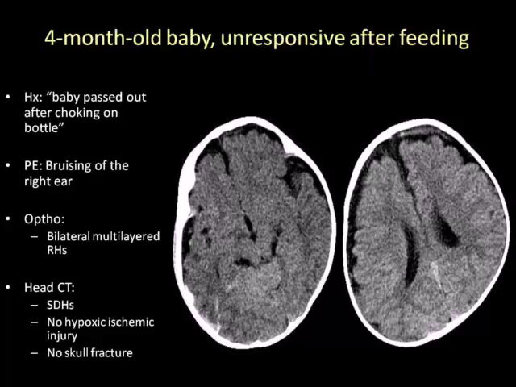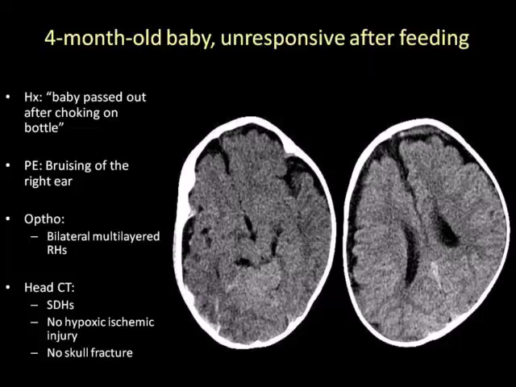So let's start with this case. This is a 4-month-old who presented to the emergency room after passing out after choking on his bottle. On physical examination, there was bruising around the right ear. There was bilateral retinal hemorrhages on the fundoscopic examination. And the head CT showed this small subdural in the left frontal region and a small subdural here in the right temporal region with some subarachnoid blood.